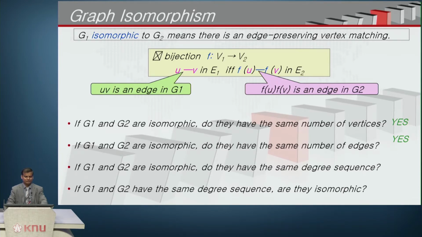And if G1 and G2 are isomorphic, do they have the same degree sequence? Yes, they have the same degree sequence, because the number of edges connected to a particular vertex is the same in both the original as well as the new graph. If G1 and G2 have the same degree sequence, are they isomorphic? This is a similar question turned around. No, not necessarily. If G1 and G2 have the same degree sequence, they are not necessarily isomorphic graphs.